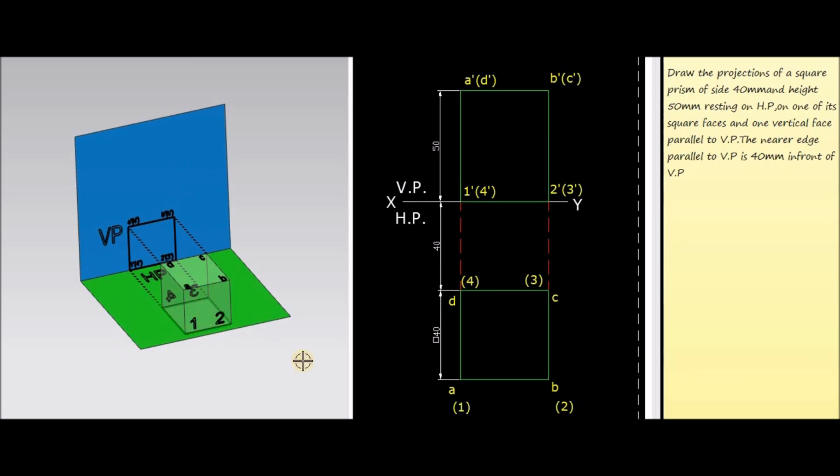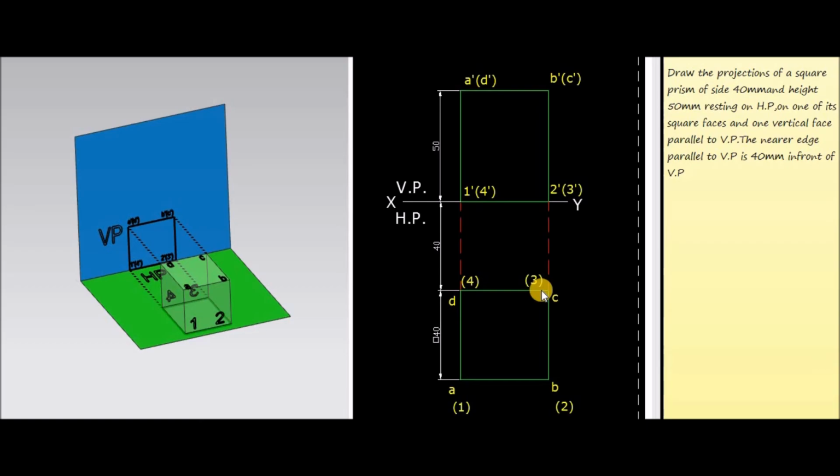So these points should be represented inside the brackets 1, 2, 3 and 4. So mark these points and join the points or the corners AB, BC, CD, DA, or 1-2, 2-3, 3-4, 4-1. And this figure represents the top view of the square prism.